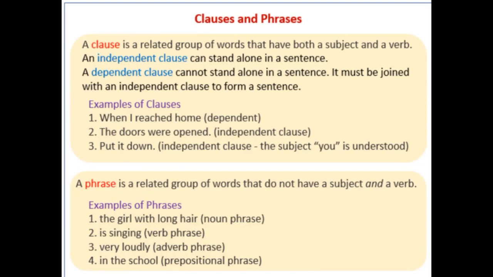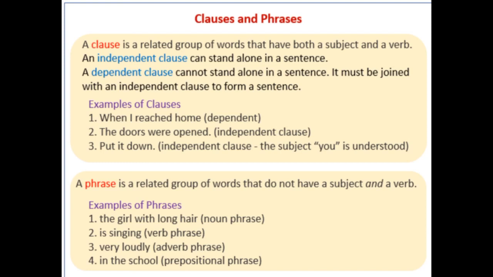A phrase is a related group of words that do not have a subject and a verb. A phrase is a group of words that does not make a complete sense. A phrase does not have its own subject and predicate. It cannot stand alone in a sentence.